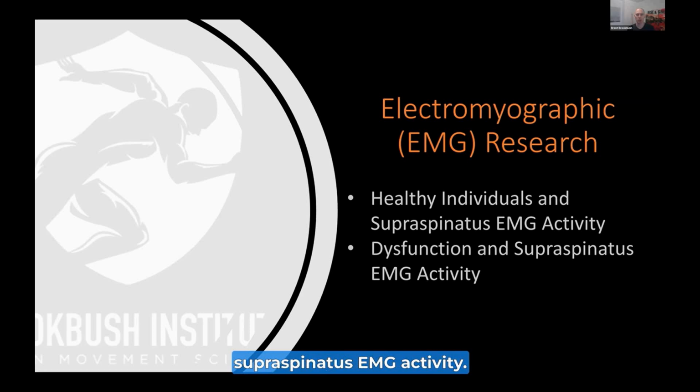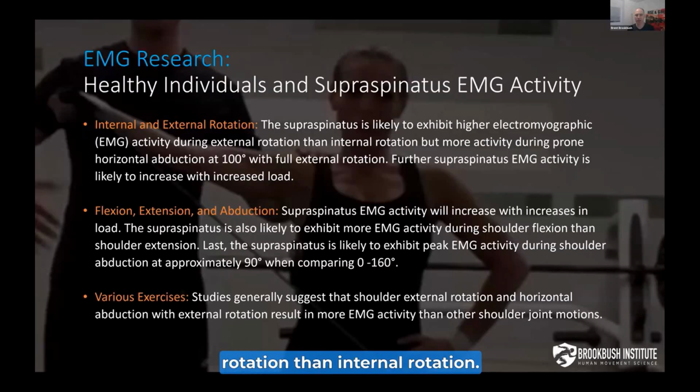All right, so healthy individuals in supraspinatus EMG activity. The supraspinatus is likely to exhibit higher electromyographic activity during external rotation than internal rotation, but more activity during prone horizontal abduction at 100 degrees with full external rotation. Further, EMG activity is likely to increase with increased load. All right, so supraspinatus activity, let's kind of put this all together.